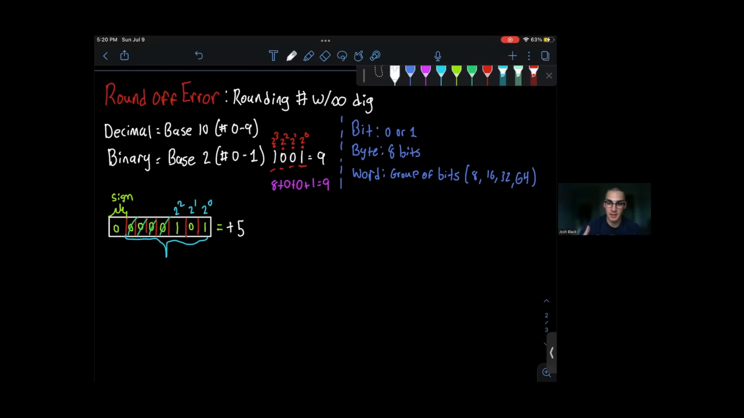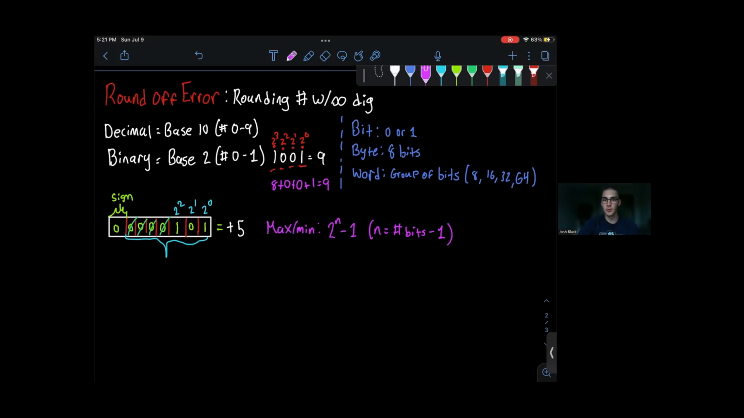To find the maximum and minimum of a certain number of bits in a computer system, we're going to take the base that we have, 2, raise it to the power of n, and subtract 1, where n equals the number of bits minus 1. This is because we have the number of bits that we use for the numbers, and then we have 1 bit for the sign.